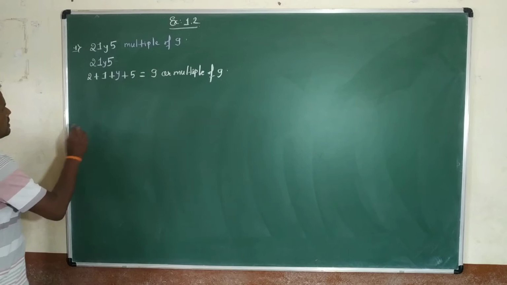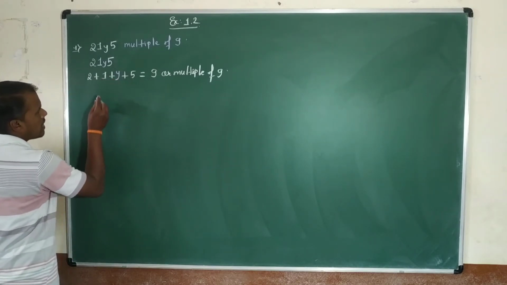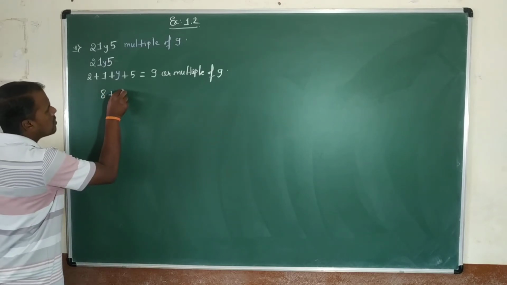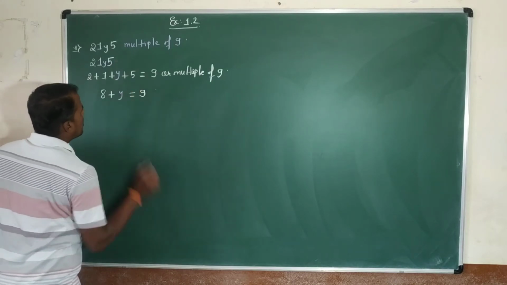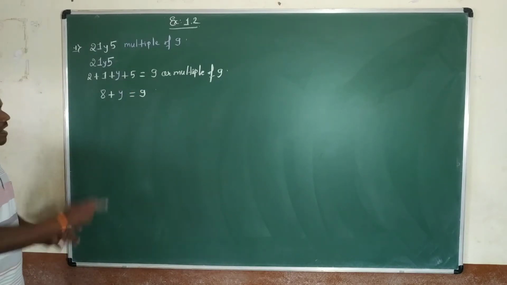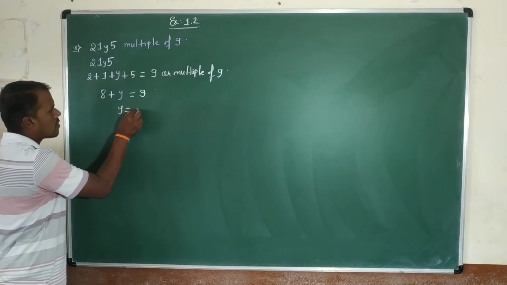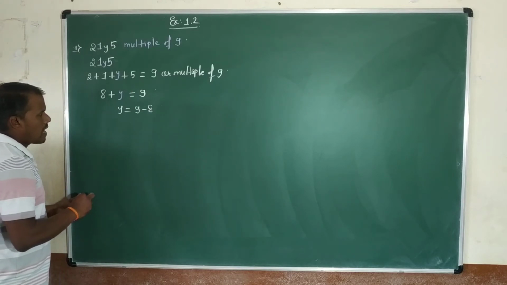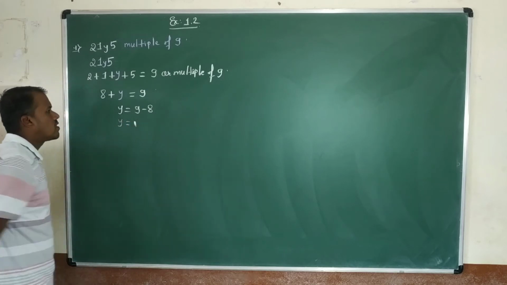Okay. Now check here. 2 plus 1 is 3. 3 plus 5 is 8. 8 plus y is equal to 9. Here 8 goes from LHS to RHS and becomes negative. 9 minus 8. Therefore, y is equal to 1.